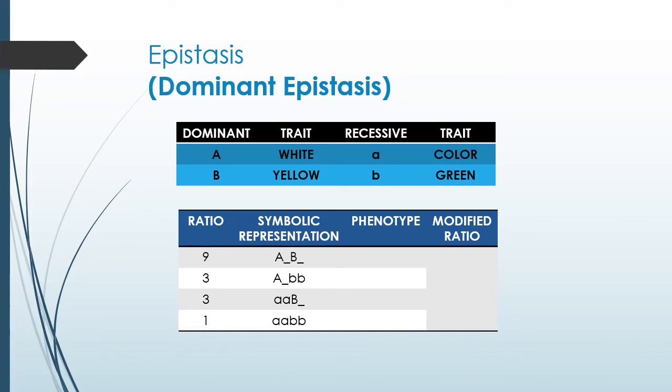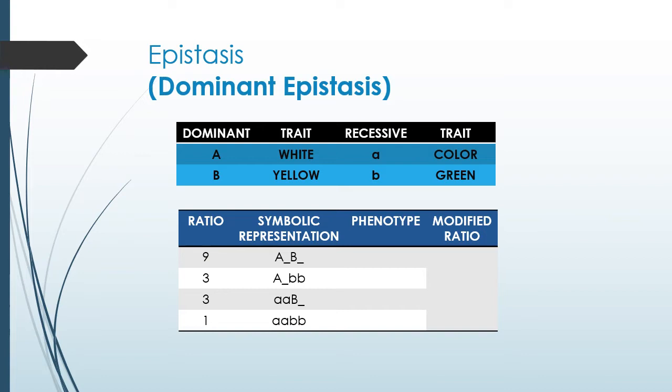Take a look at the table, which shows the symbolic representations of the resulting genotypes when two parents, heterozygous at both gene pairs, were mated. The numbers found on the ratio column may seem familiar to you, right? These numbers indicate the phenotypic ratio in a typical dihybrid cross. However, due to the influence of gene A over the expression of gene B, we cannot expect the same phenotypic ratio for this given cross.